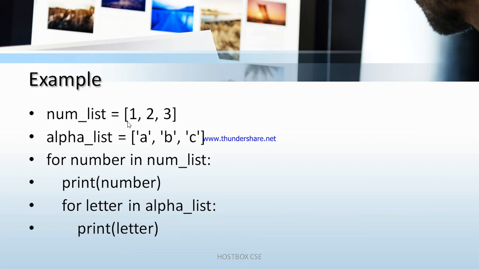What happened here? num_list is 1, 2, 3: for number in num_list, print number. It takes the first value 1 and comes to the inner loop and executes the letter. The first letter is A, so it prints 1 and A. Again it comes to the top, and the next value from num_list is 2, and it takes B from the alpha list. So it prints 2B, and simultaneously goes outer loop, inner loop, again outer loop, inner loop. Then it prints 3C. Like that, it prints one by one.